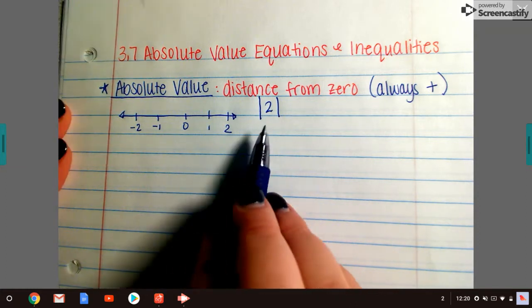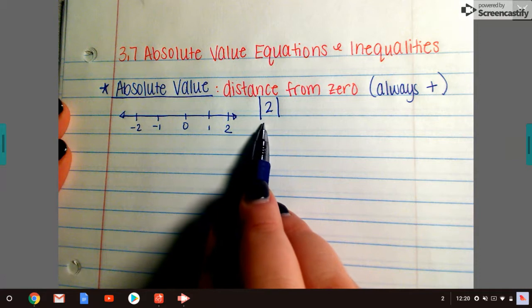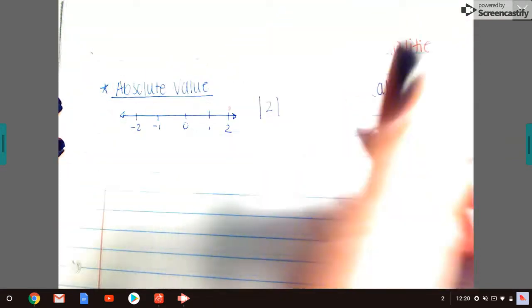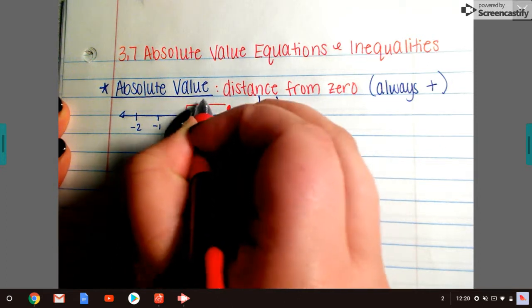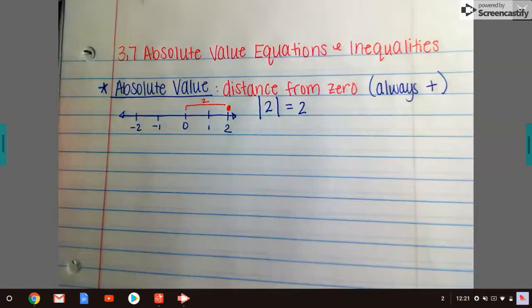So I've got the absolute value of 2 on this one. What this is really reading is, if we can read this with the distance word, I'd say the distance that 2 is away from 0. Well, let's mark 2. And the distance that it is away from 0 is 2 away, so 2 units away. So the absolute value of 2 is 2.